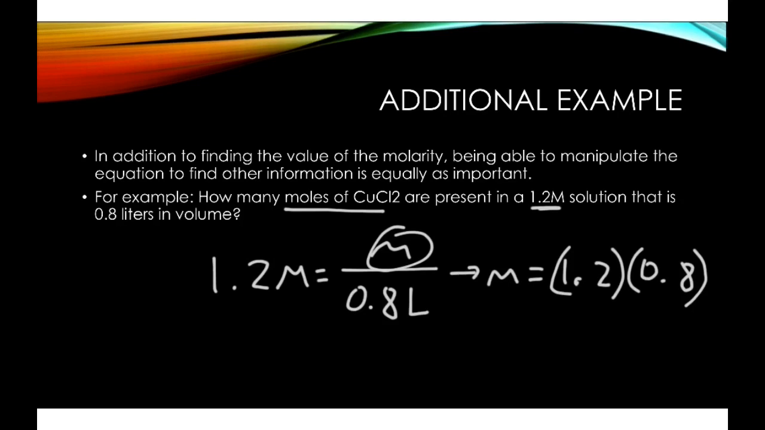In many cases you'll be given a calculator to do this, but always be expected to do it in your head if necessary. So I'm going to bring out my 1.2 multiplied by 0.8, and if you work it out, you end up getting 0.96, and again, never forget your units, moles of cupric chloride.